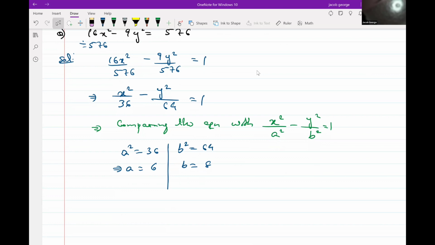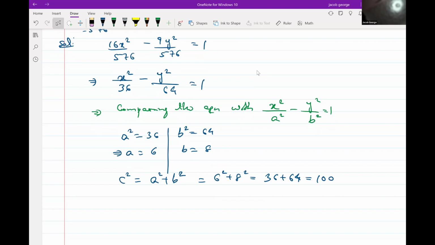A square is 36, a is 6. B square is 64, b is equal to 8. So then we write c square. How do you find c square? A square plus b square. Please calculate, 6 square plus 8 square, 36 plus 64 equal to 100. C square is 100. C is equal to root of 100, which is 10.